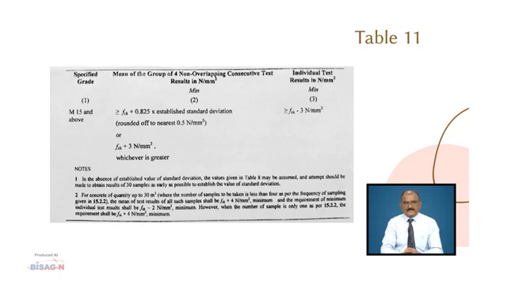The note says, in the absence of established standard deviation, the values given in table 8 may be assumed and attempt should be made to obtain the results of 30 samples as early as possible to establish the values of standard deviation. In the beginning, you can use the approximate arbitrary values given in table 8, and subsequently when at least 30 good samples are available, using statistical formulas, you work out this standard deviation multiplied with 0.825 plus FCK, that should be the value.